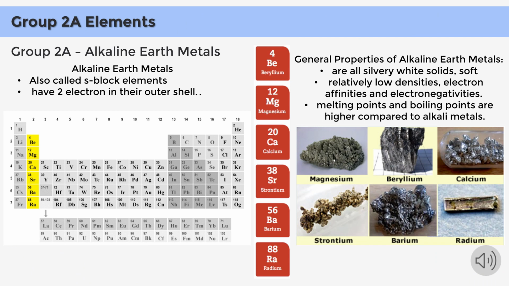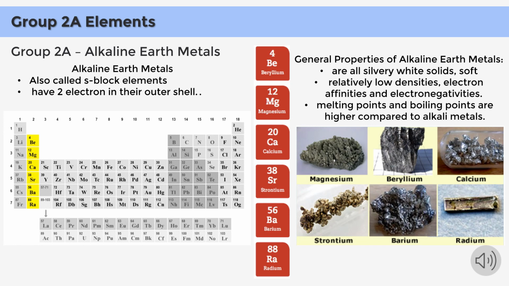Group 2A elements are also known as alkaline earth metals. Just like alkali metals, they are also called S-block elements. But the difference is that they have two electrons in their outer shells. Now, just like alkali metals, alkaline earth metals are also silvery, white, solid, and soft.